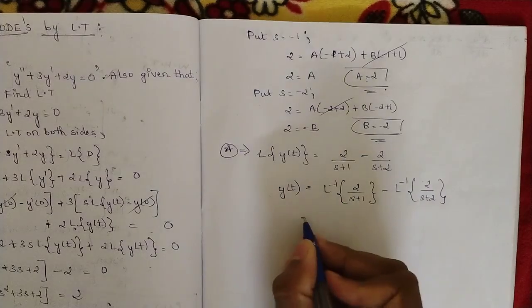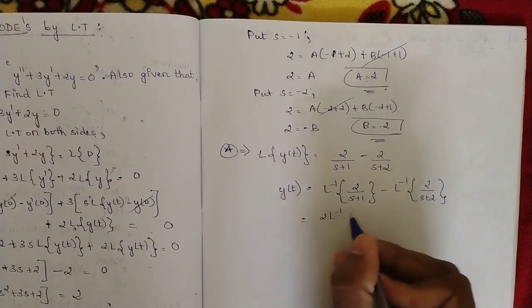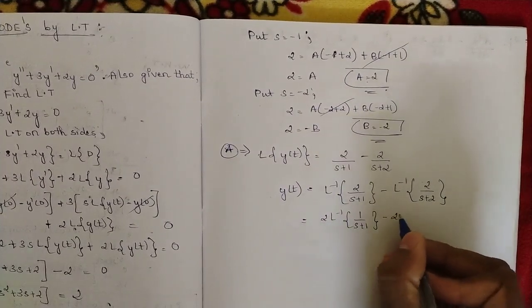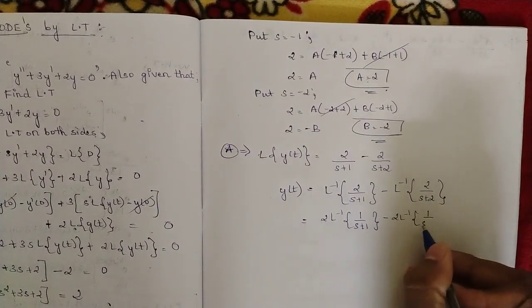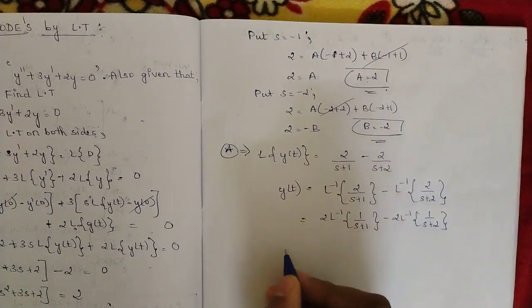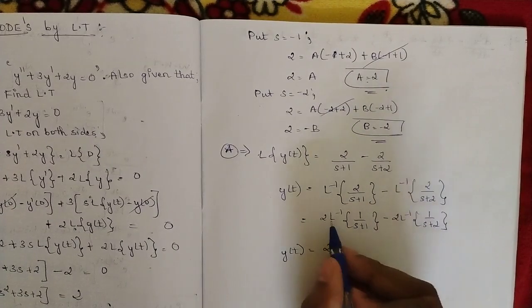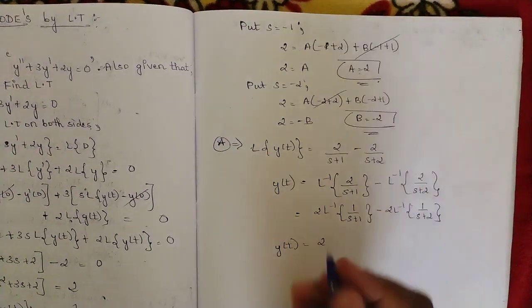Okay, 2 is a constant, so take it outside: 2 L inverse of 1 by s plus 1 minus 2 L inverse of 1 by s plus 2. So y of t is equal to 2 into e to the power minus t, since L inverse of 1 by s plus a is given by e to the power minus at.